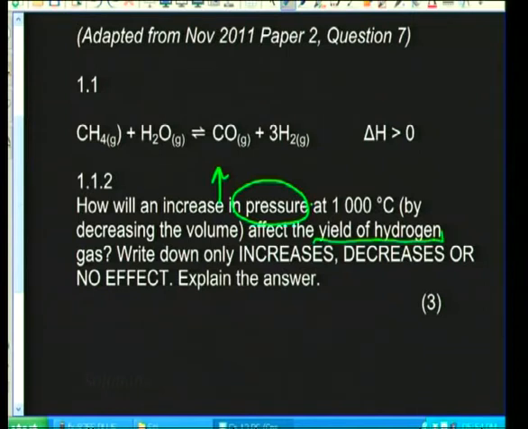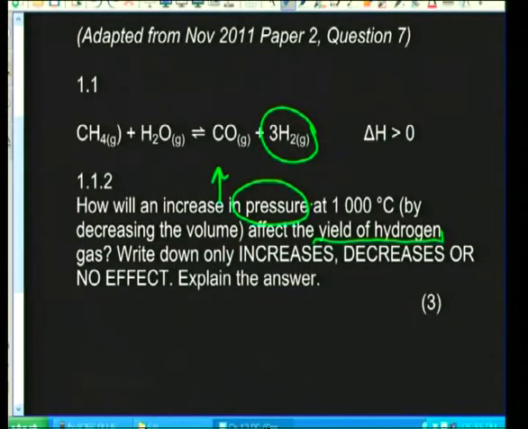Now, the yield of hydrogen, we need to go and look at our chemical equation and say, where is hydrogen? Hydrogen is over here, which is one of the products, if we're reading this as a forward reaction. Okay? How will an increase in pressure affect the yield of hydrogen? Yield means the production of hydrogen gas. Write down only whether it increases, decreases, or has no effect, and then give an explanation. So you're going to get a mark for making a simple, will it increase, decrease, or stay the same? Explain your answer is the next point we need to look at.